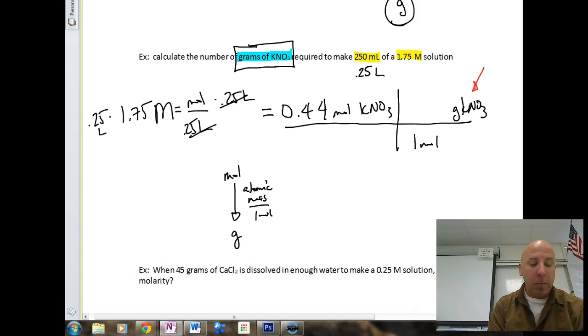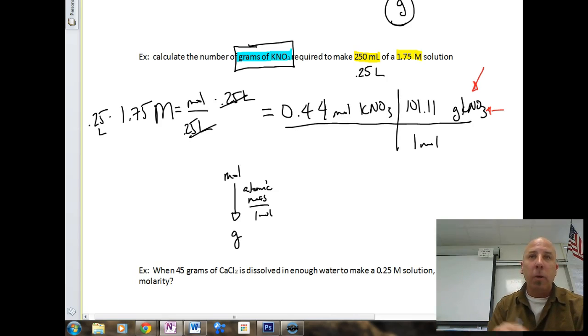So for potassium, we have 1 potassium in KNO3, it's going to be 39.10. Plus we're going to add in 1 nitrogen, which is 14.01. Plus we have 3 oxygens there, and oxygen has a molar mass of 16, so we're going to do 16 plus 16 plus 16. And I get a molar mass of potassium nitrate of 101.11. That's my molar mass, or atomic mass.